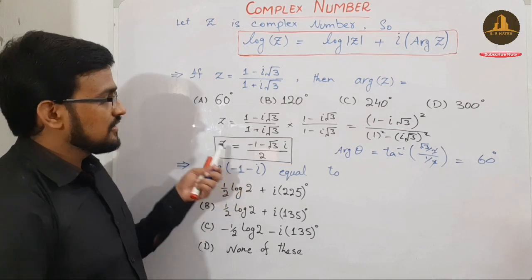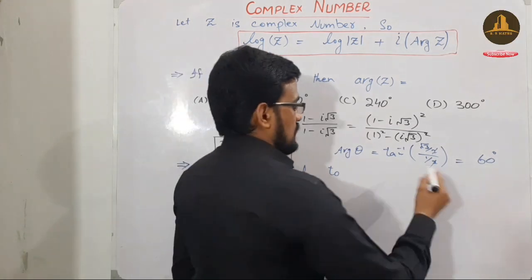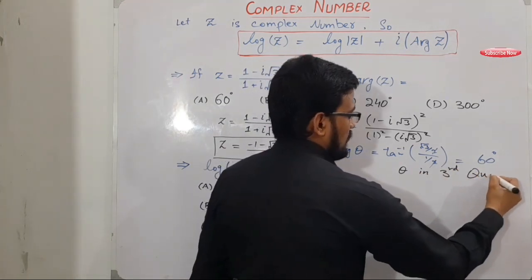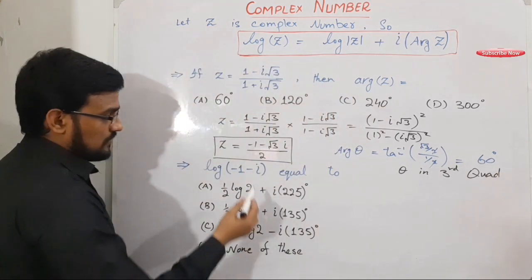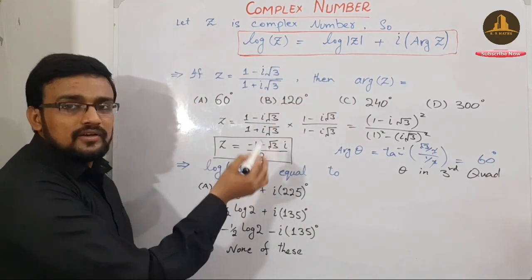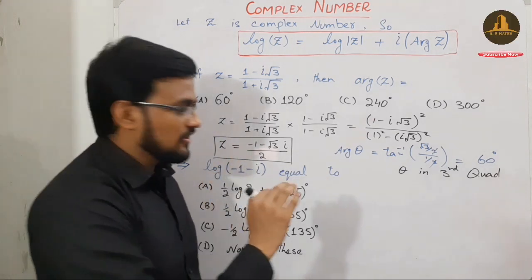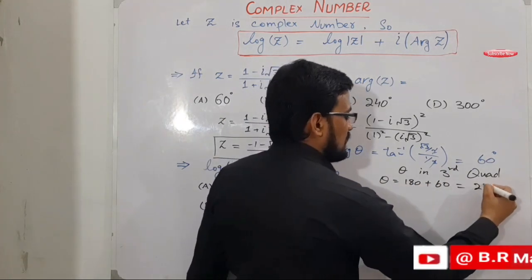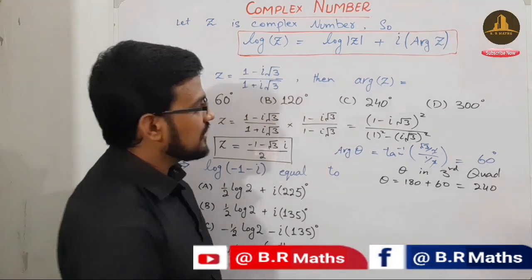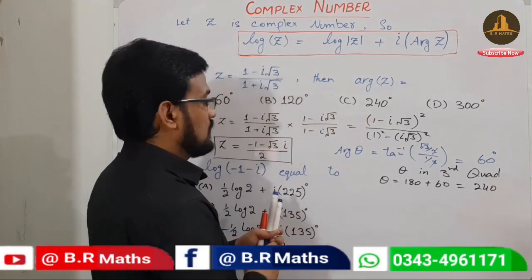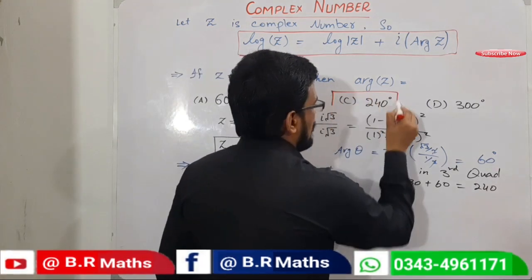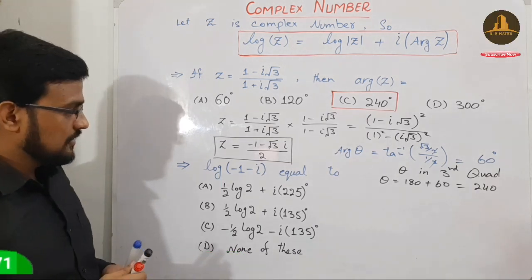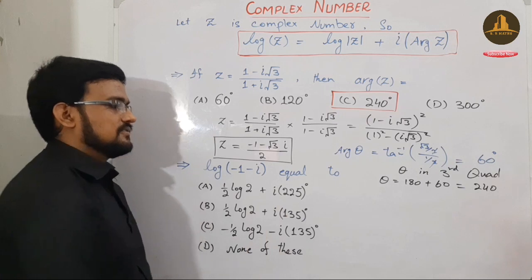Due to the third quadrant, the angle is in the third quadrant. Why the third quadrant? Because both are negative, x negative and y negative, it means the third quadrant. Then the angle is 180 plus 60, which is 240 degrees, and then the final result is option C.